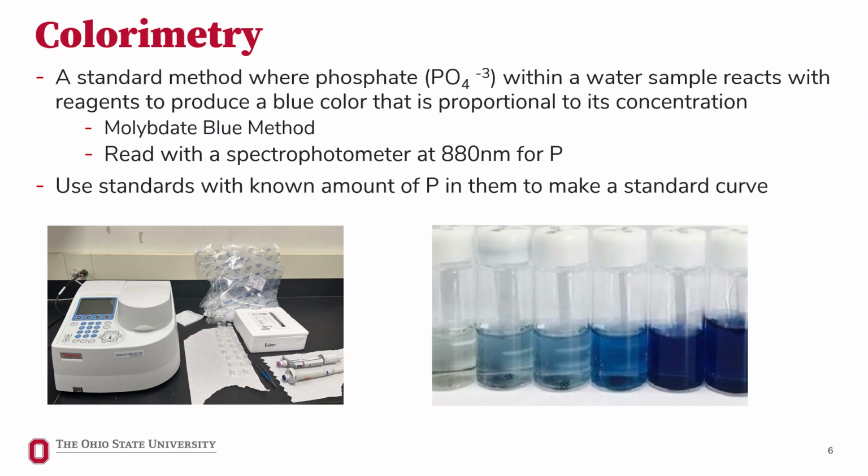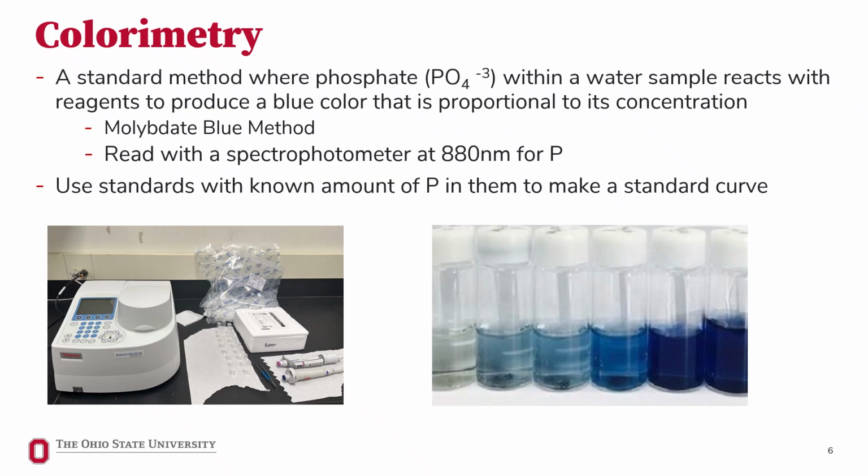The method that we will be using to analyze phosphorus samples in this lab is called colorimetry. Colorimetry is a standard method where reagents are added to water samples containing an analyte. The chemical being studied will react with the reagents to create a color. This method is used for a variety of nutrients, and generally, different reagents are needed for each analyte.